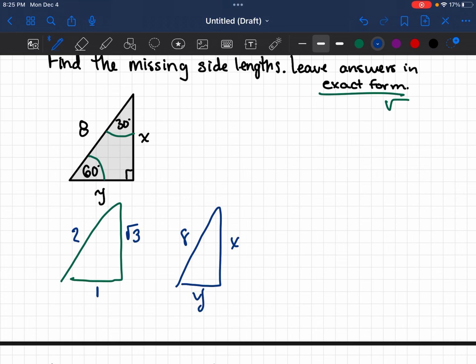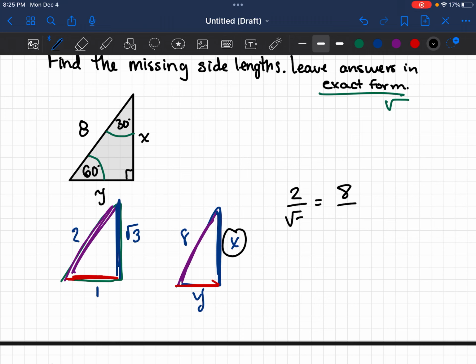Now, I know that these are similar triangles, which means that their corresponding sides are proportional. So like this side for the 2 and this side for the 8, those are corresponding sides. This side for x and this side for the square root of 3 are corresponding sides. And this side 1 and this side y are corresponding sides. So if I want to find x, I want to find this missing side of x, I can set up a proportion with the 2 sides that I do know and the corresponding sides that include the value I'm trying to find.